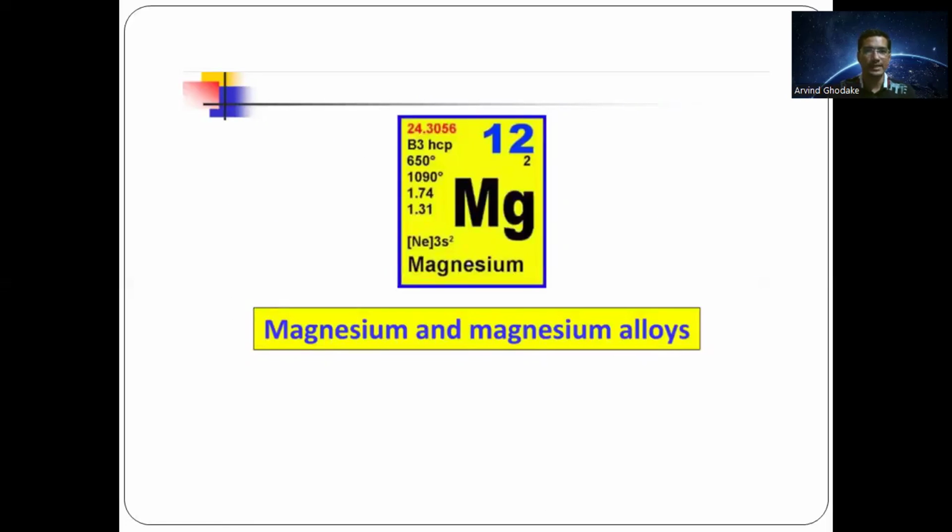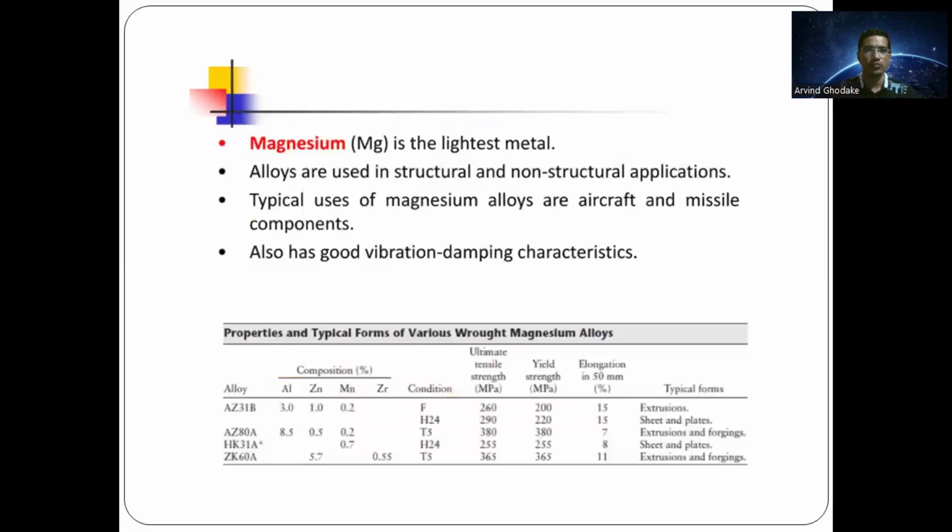Next is magnesium and magnesium alloys. It is denoted by capital M with suffix g, so Mg is the designation for magnesium. Magnesium is the lightest metal. Its alloys are used in structural and non-structural applications. Typical uses of magnesium alloys are in aircraft and missile components, and they also have good vibration and damping characteristics.